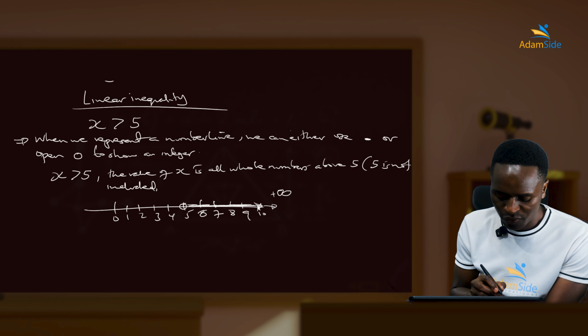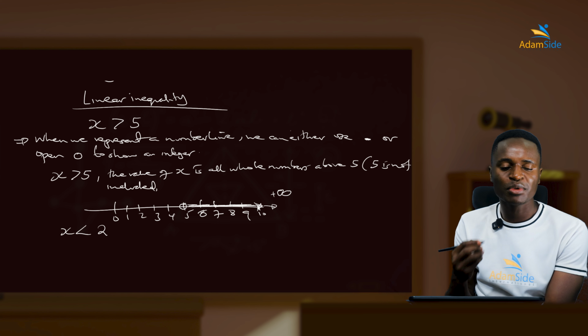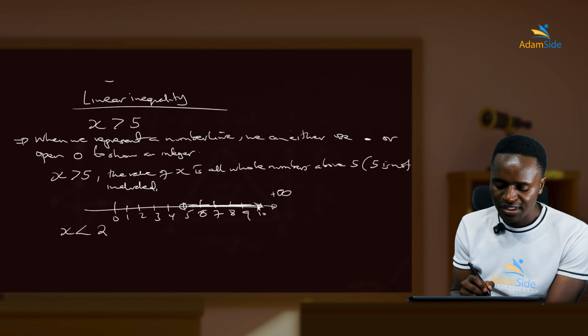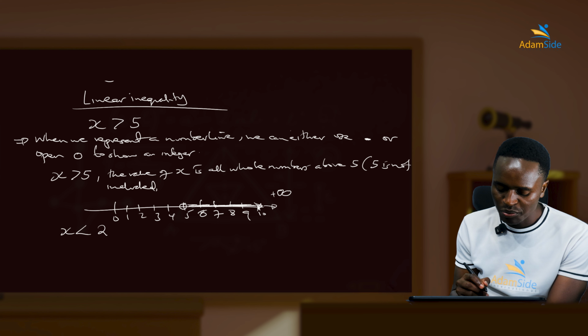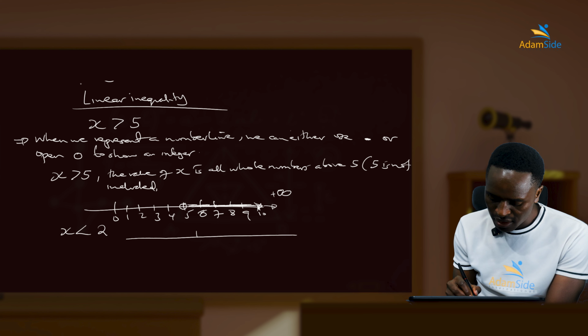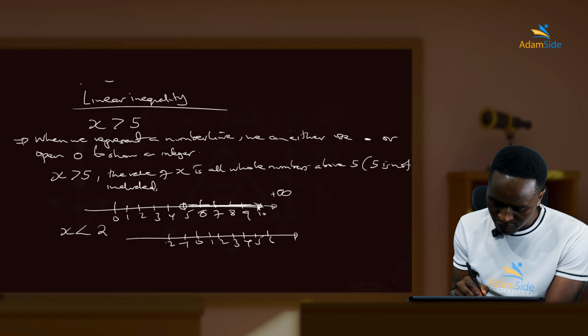That's it. So if we say x is less than 2, what does it mean? If I say x is less than 2, that means I'll draw my number line there and say 0, 1, 2, 3, 4, 5, 6, and then negative 1, negative 2, negative 3, negative 4.